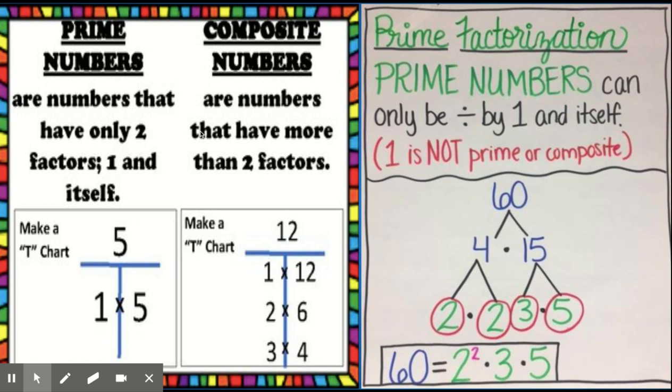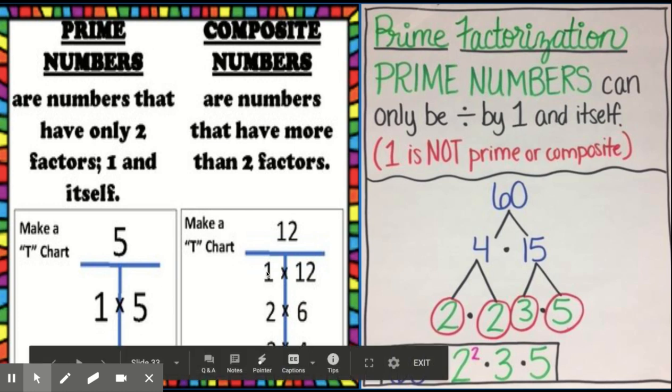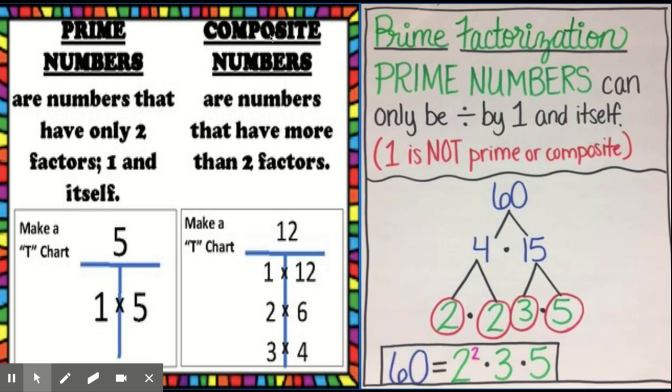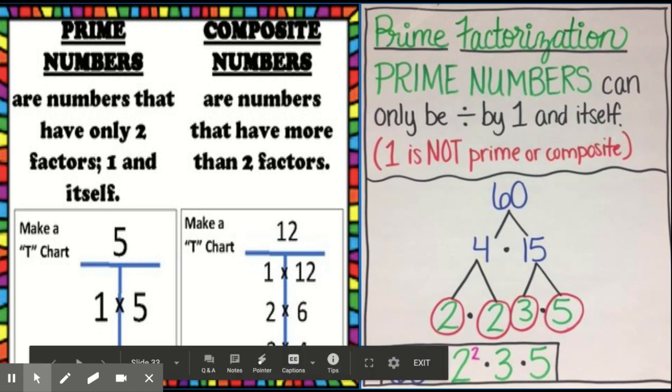Also, composite is a number that has more than just the prime to it. It also can do 1 times that number, but then it has at least one more set of factors. You call that composite. Composite has at least 2 sets of factors. Prime only has 1 set of factors, and it is the number 1 and itself.